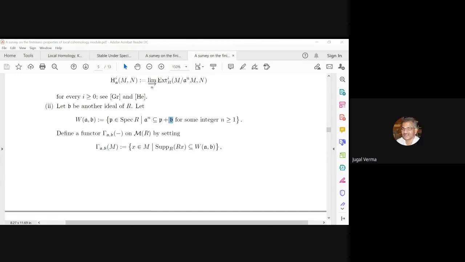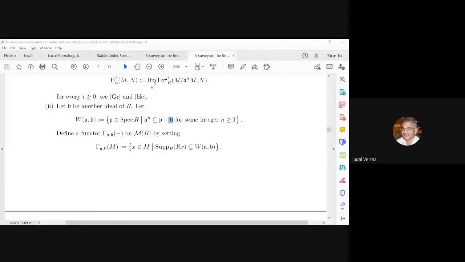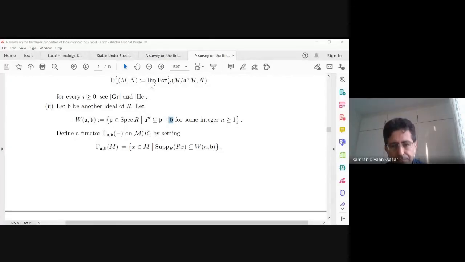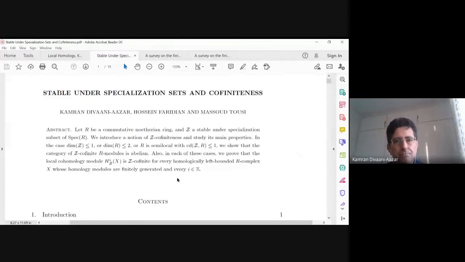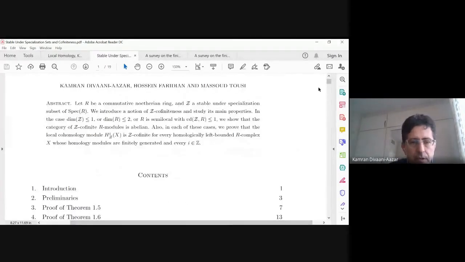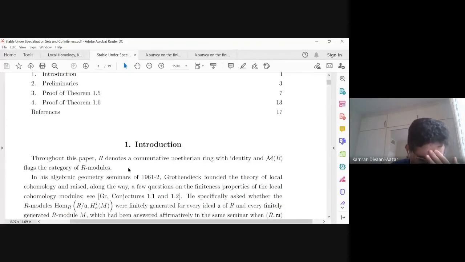What about attached prime ideals? For attached prime ideals, it is very close to the Lichtenbaum-Hartshorne theorem. The Lichtenbaum-Hartshorne theorem deals with the local cohomology at the top dimension. It determines whether it is zero. Do you see my slide or not? Yes.